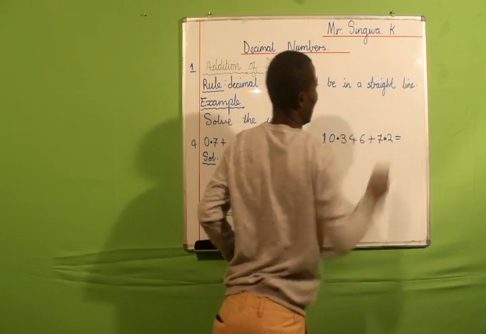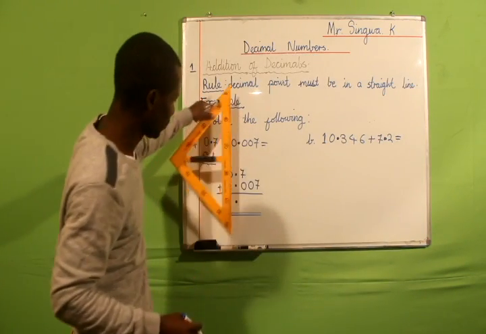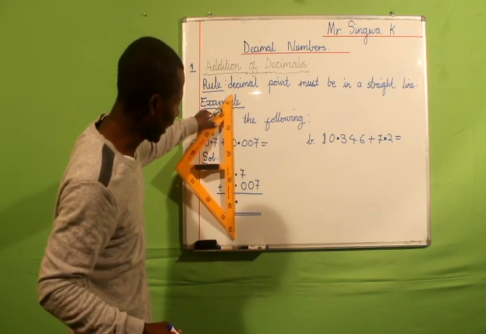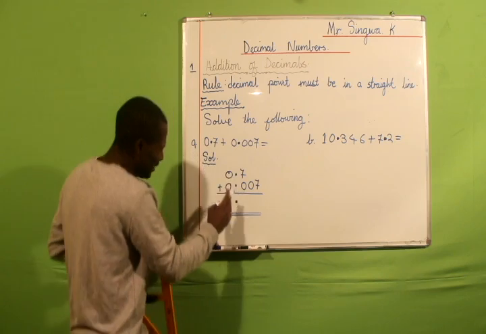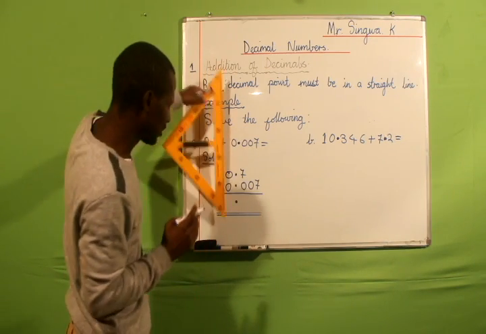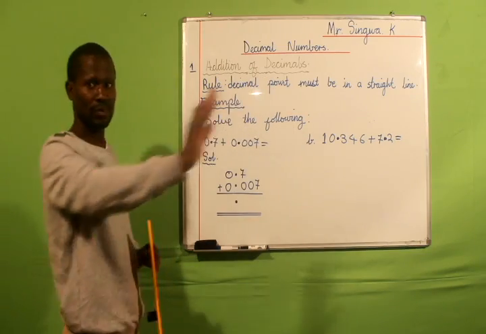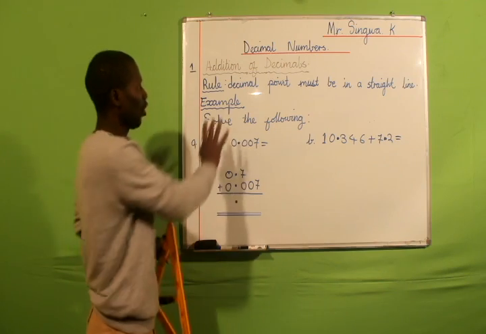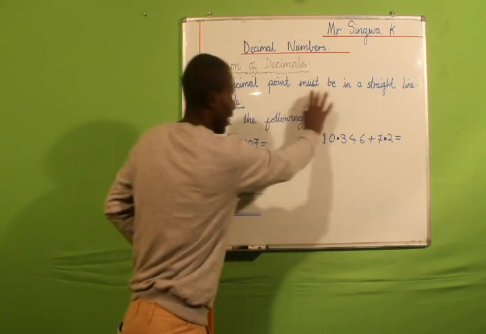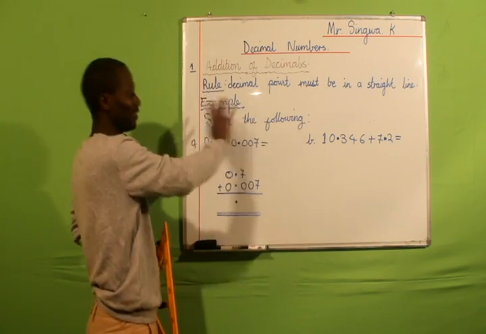If you want the line going down, this must be in a straight line. At least my imagination is telling me to say it's in a straight line. Straight line, this is the rule. Decimals obey this rule in addition and also subtraction.